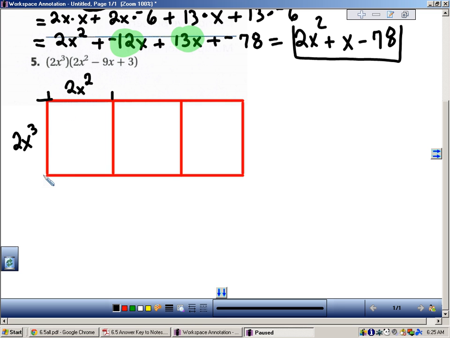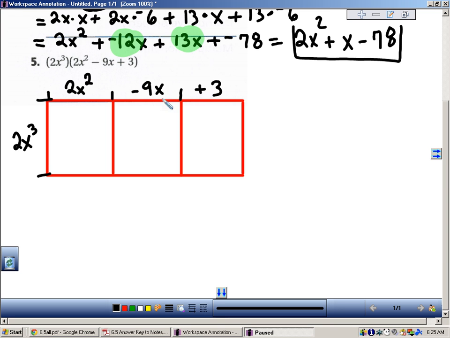And this segment here is 2x to the third. See what's going on? The negative 9x would be here. Now you might think, oh, it's a negative number. How can that be a length? Again, this is generic, not a literal rectangle with a length of a negative number. And then 3 would be this quantity here.